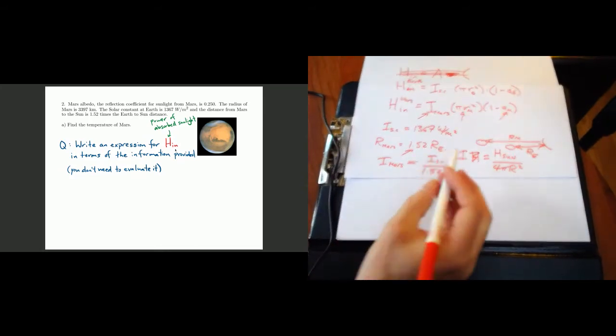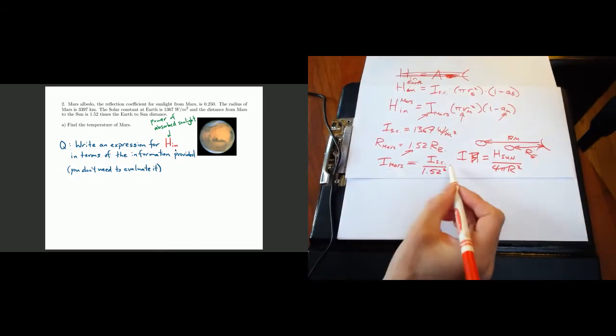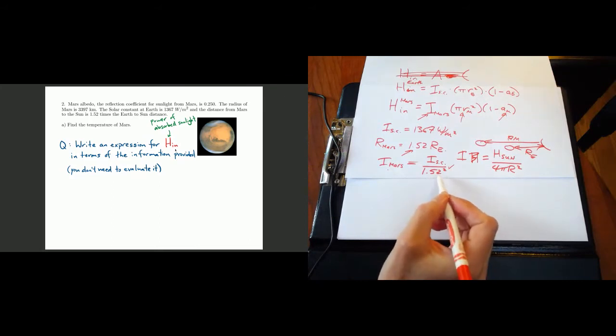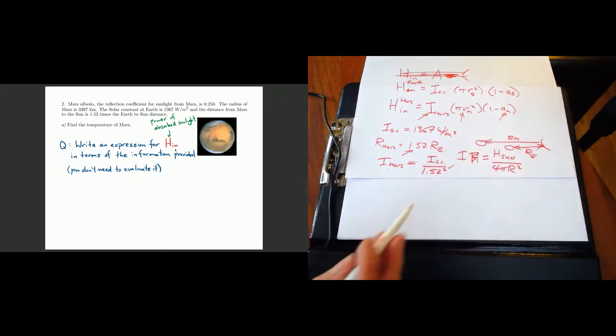Okay, and so that's what you need to do for this question. We write I_Mars = I_solar constant over 1.52 squared, and then the other things you just read off from the question, and then you're done.